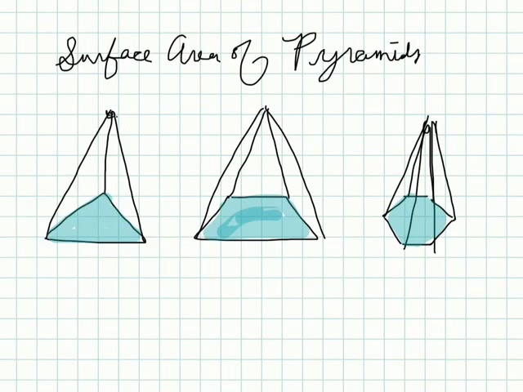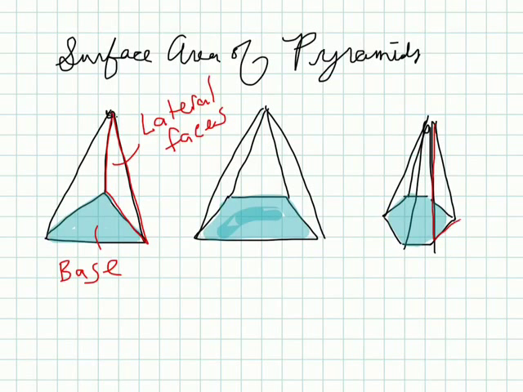Once again, here's our base, and then these sides. For example, this side that's facing the back right, all three sides, these are called the lateral faces. And this is the same on all of these pyramids. This side right here is a lateral face. So is this side, and this is also a lateral face. Any of the sides are lateral faces.